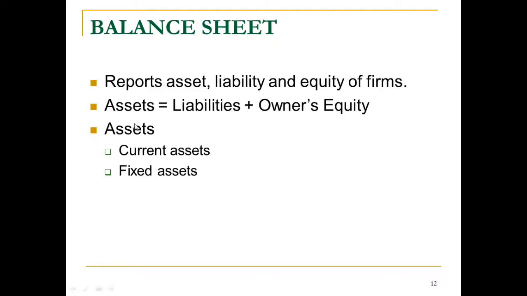Assets comprise current assets and fixed assets. Current assets are normally assets that can be easily converted to cash, and cash itself, so they are more liquid compared to fixed assets. Fixed assets are normally long-term assets. For example, you buy vehicles for your company, or you buy a building, or you buy machines for the company to operate or to produce a product.